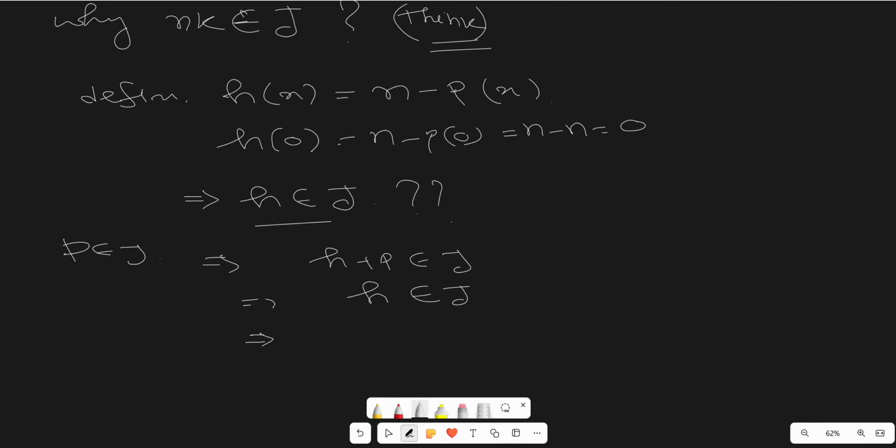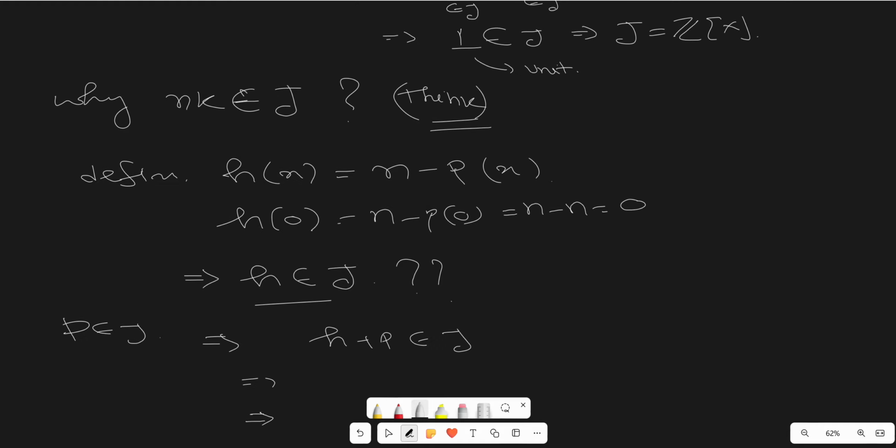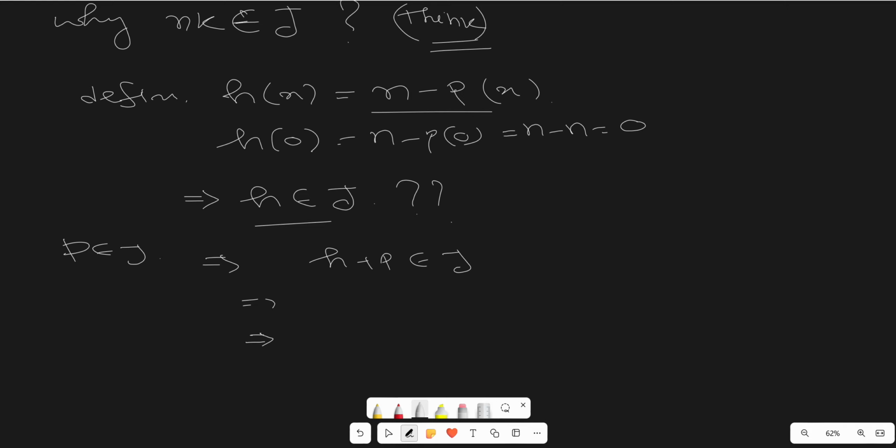So what is my H? See here, P inside J and H inside J. How do you think? What is H plus P? What is the value of H? H is n minus p of x. So n minus p plus p.